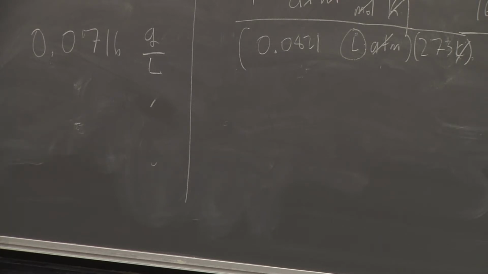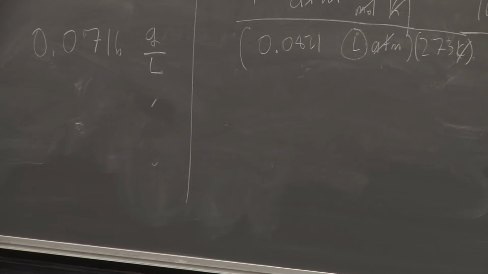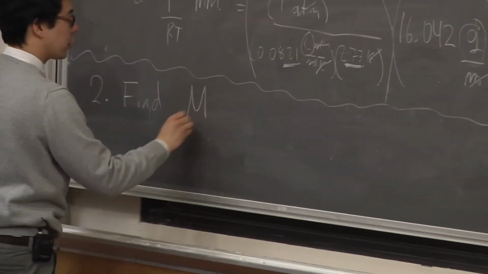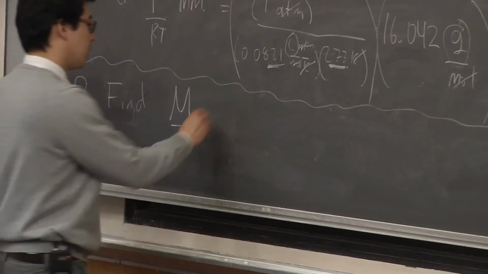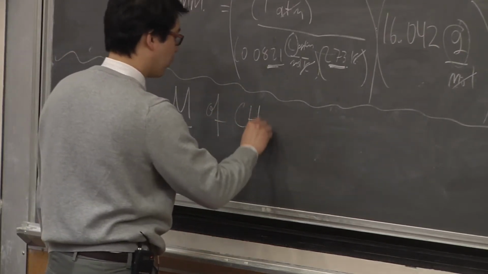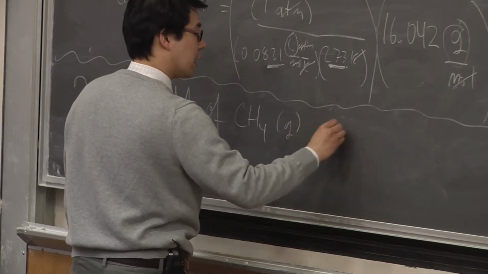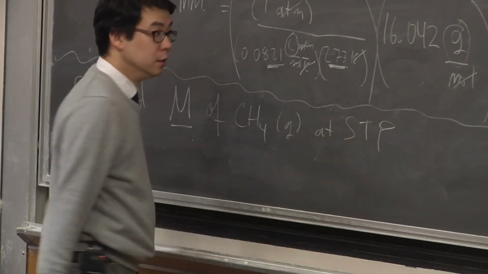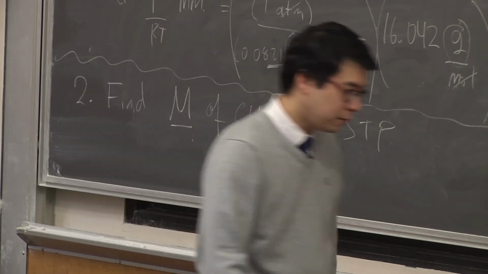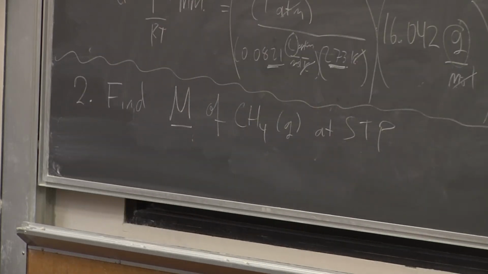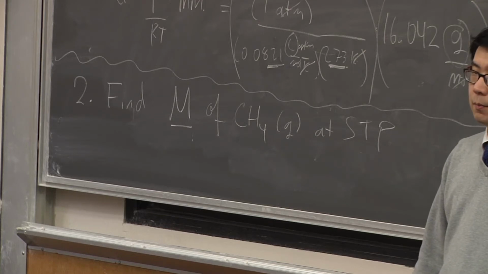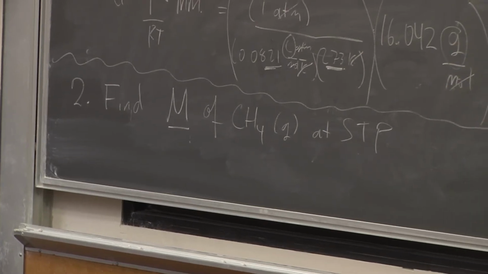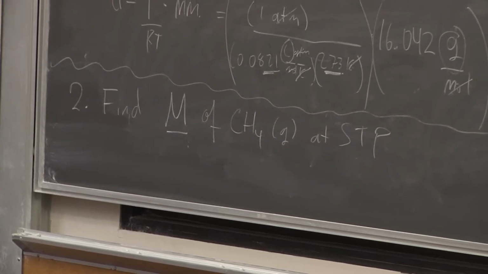So part 2 of this question says, find the molar concentration, big capital M, of CH4 gas at STP. How can we do that? Any ideas? Wasn't it moles per liter? You need to find the volume first. We don't actually have to find the volume because we know this.